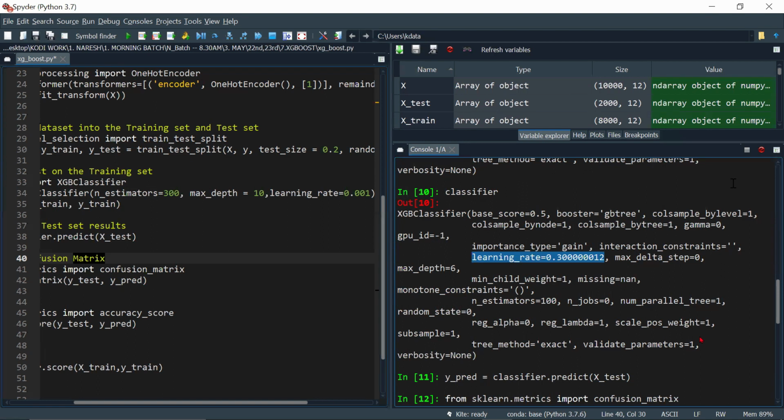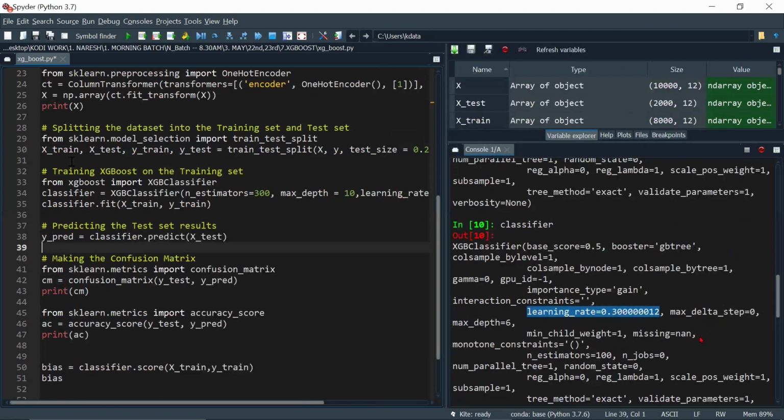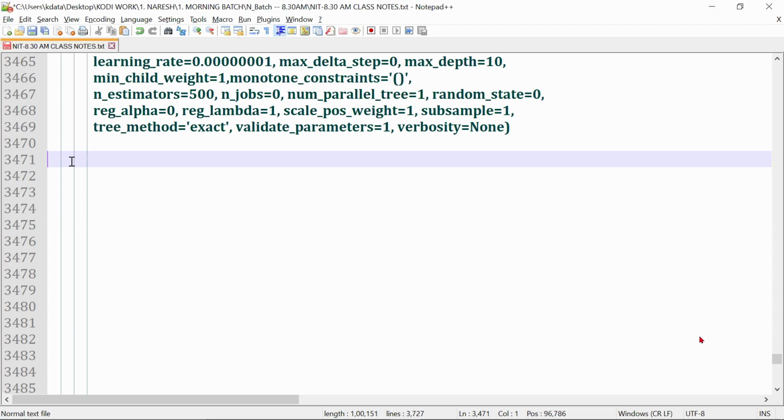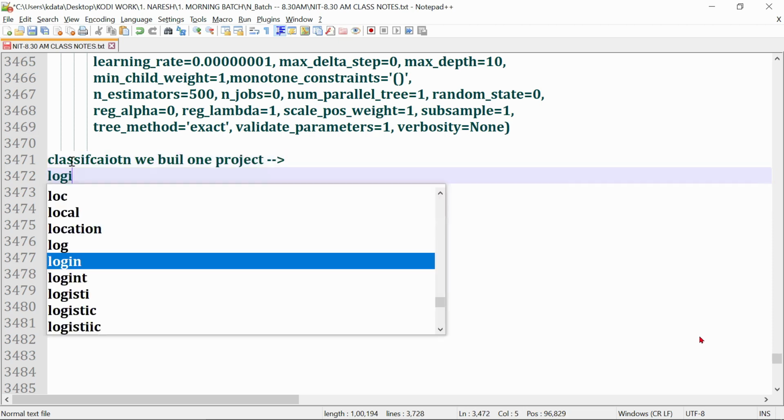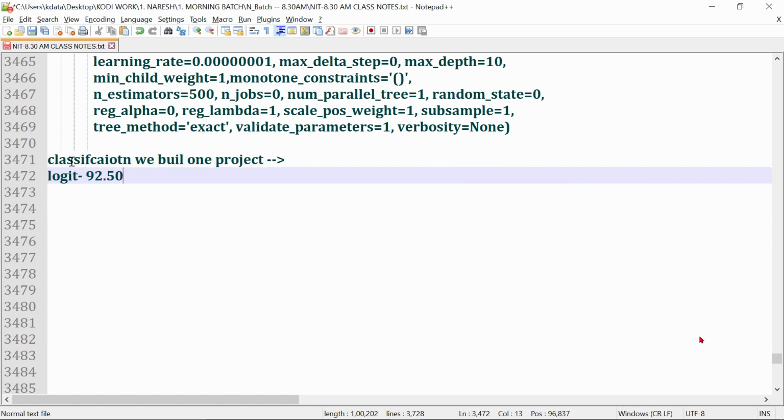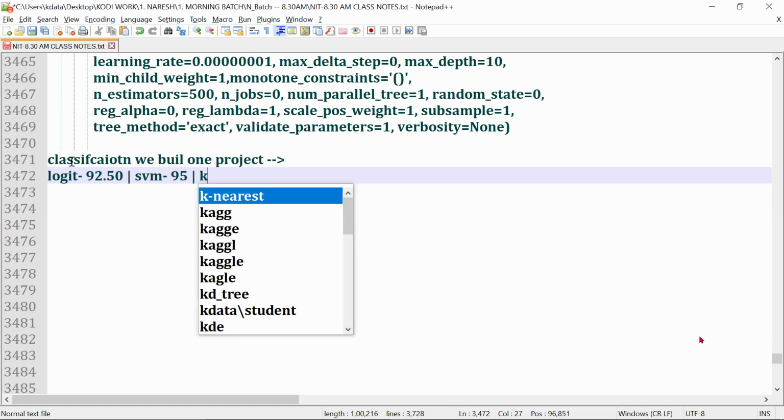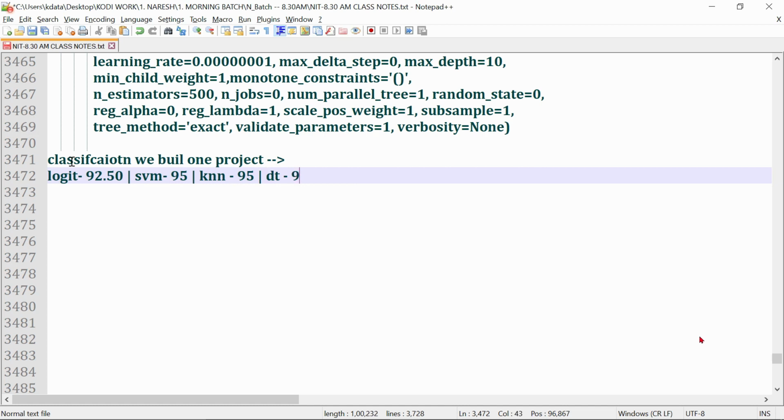Let's go back, restart the kernel and run XGBoost. Do you remember that in the entire classification section we built one project? What is the name of the project, like whether the customer purchased the car or not, right? Logistic regression accuracy was 92.50. SVM accuracy we got 95. KNN we got 95. Decision tree, I think 90? How much did we get? Any number, guys? Assume 90. Random forest, how much? No, you don't remember. Some 80, some 89.